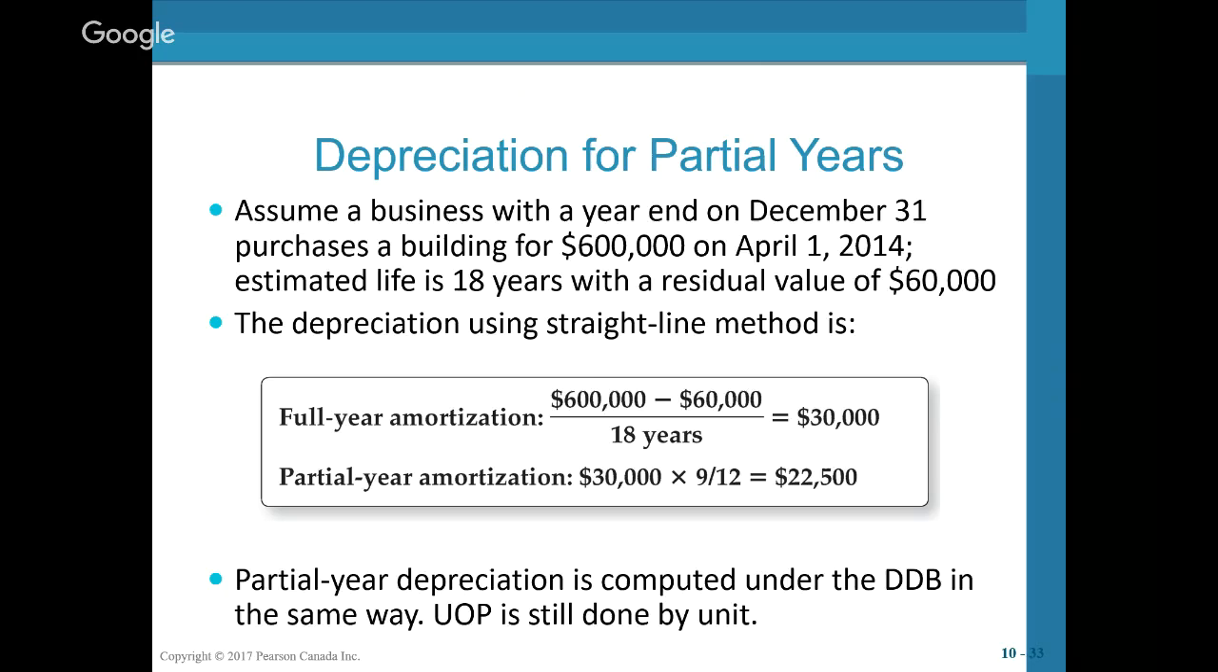For units of production, we still do this by unit. And for double declining balance, again, we'll prorate based on the number of months.